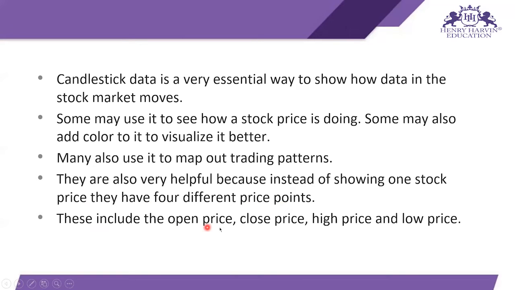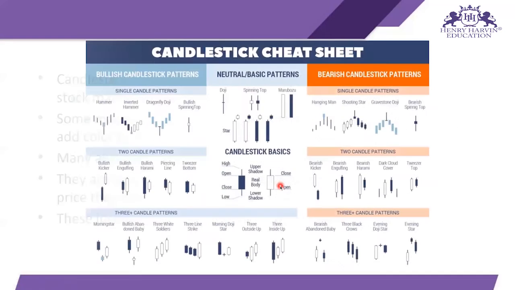This includes the open price, close price, high price, and low price. So this candlestick plot includes all four prices of a particular stock: the open price, close price, high price, and the low price. And next, this is how our candlestick plot looks like, showing the close price, open price, low price, and high price.